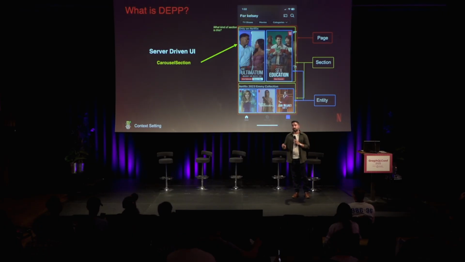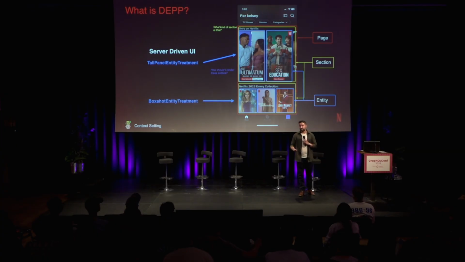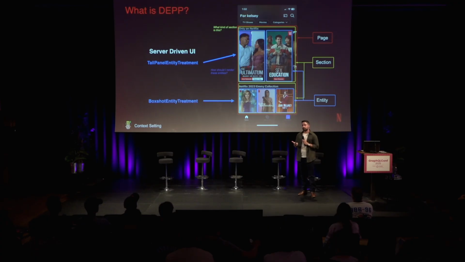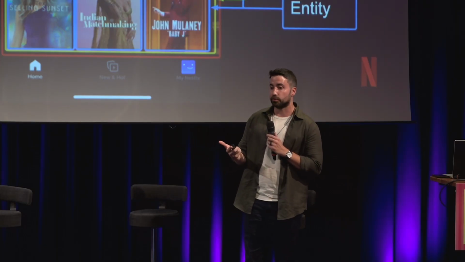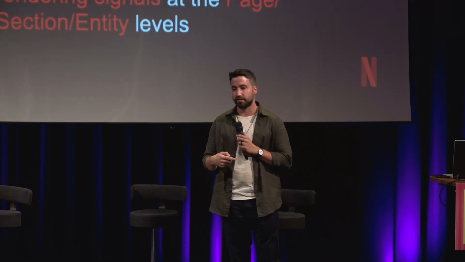And a carousel for us is where the user is able to swipe to the right, which I'm sure all of you have done on the Netflix homepage. You might also notice that these entities look different, right? So how should I render these particular entities? We might provide signals saying, hey, this is a tall panel entity treatment. And at the bottom, this is a box shot entity treatment. So render it like a box, right? And this gives us the flexibility on the server side to be able to swap out these signals and create new user experiences without coupling ourselves to the client release cycle.